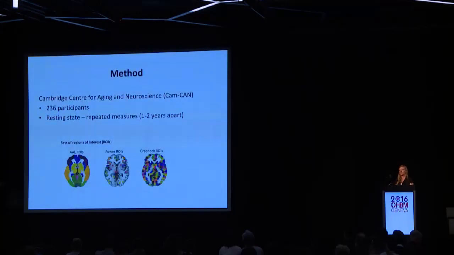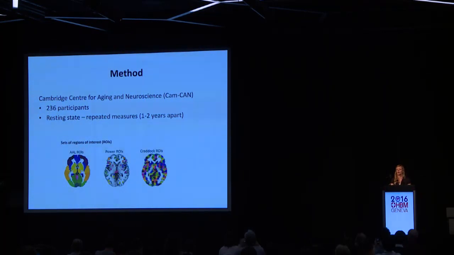So then we evaluated this measure of distance correlation on real data. We had repeated measures resting state data from the Cambridge Center for Aging and Neuroscience. We had 236 participants, and we looked at three different sets of regions of interest: AEL ROIs, the Power ROIs, and a set of Craddock ROIs.